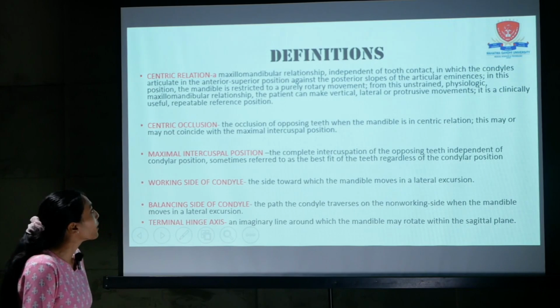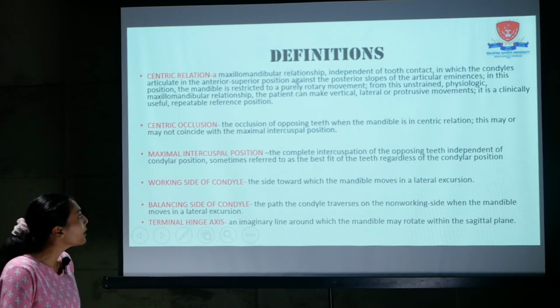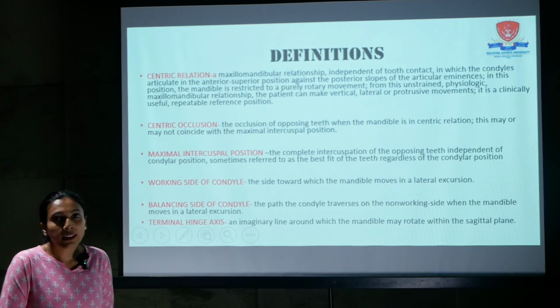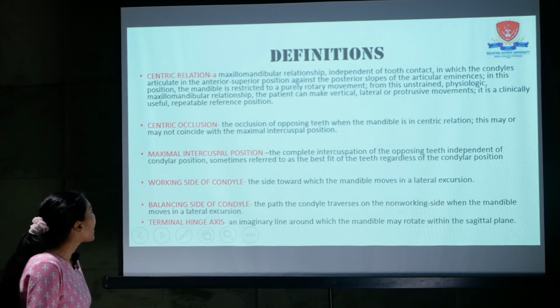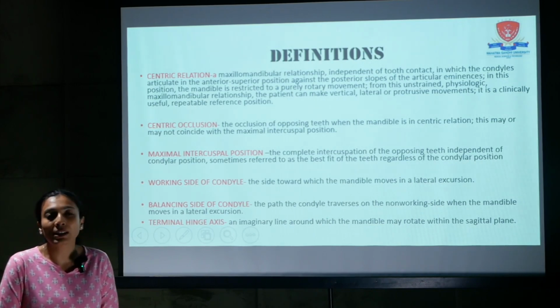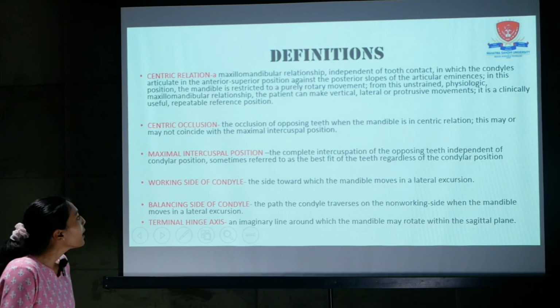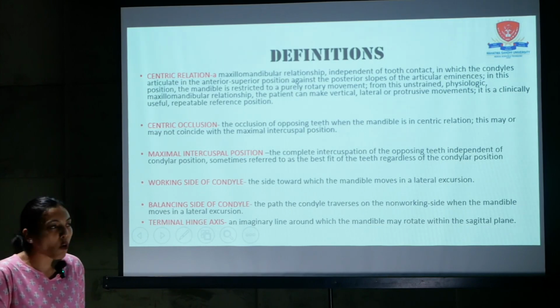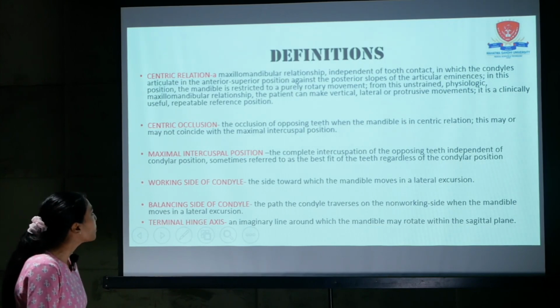What is centric occlusion? It is the occlusion of opposing teeth when the mandible is in centric relation. It may or may not coincide with the maximal intercuspal position. What is MIP? It is a complete intercuspation of the opposing teeth independent of condylar position.